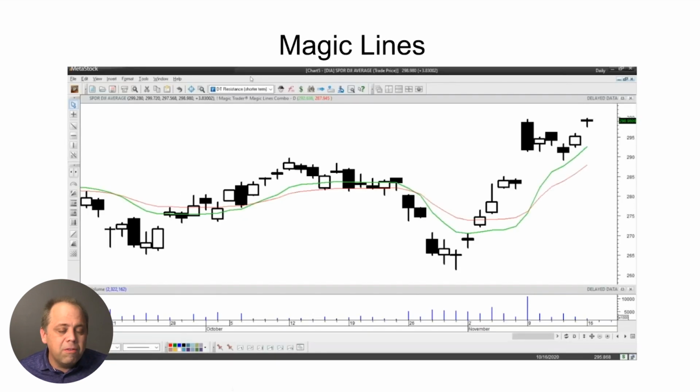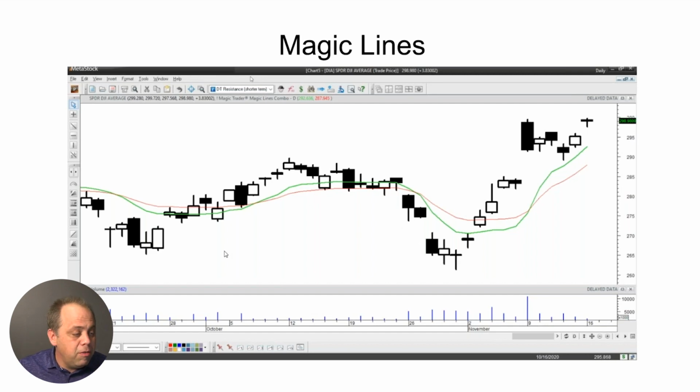So the first ingredient we're going to talk about is the magic lines. On this chart, you'll see them here as this green and this red line. And the way you read this is actually very, very simple. If the price of the security or the instrument or the stock that you're looking at, and again, it does work with any instrument, is closing up above the magic lines, you're going to be in a bullish phase. If the security is closing down below the magic lines, then it's going to be in a bearish phase for you.